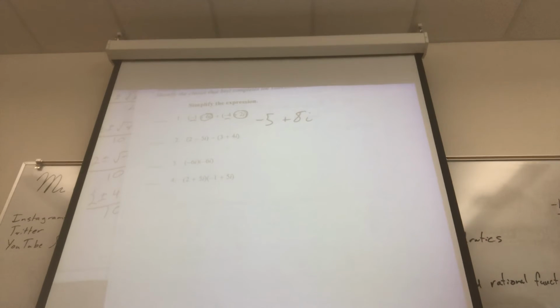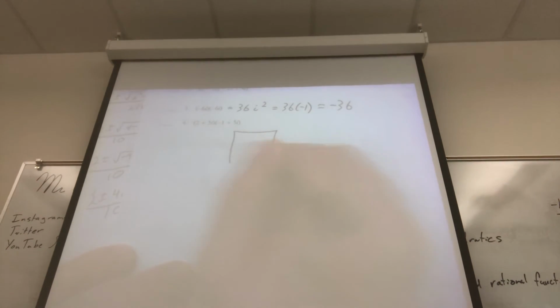Okay? When we get to like number 3, we just multiply. -6 times -6 is a positive 36. i times i is i squared. But i squared is a -1. So I have 36 times -1. That makes a -36.